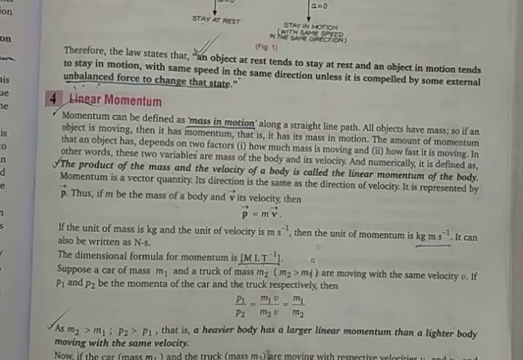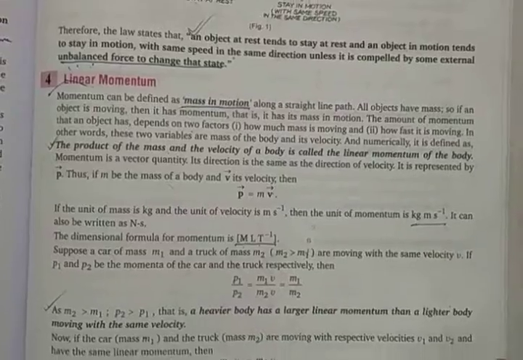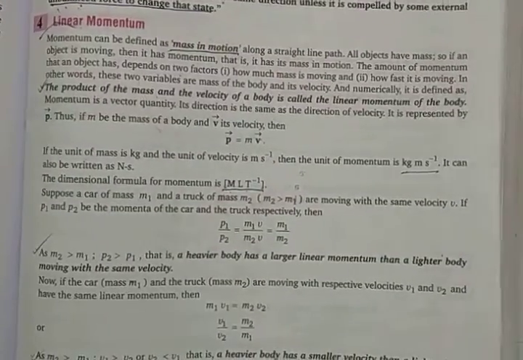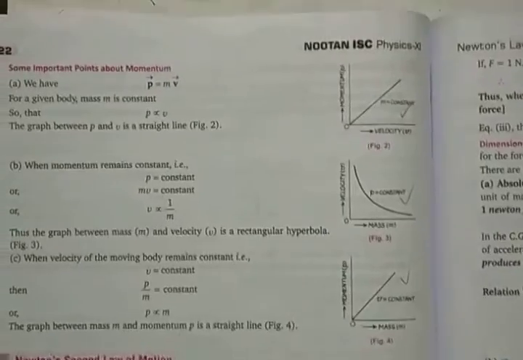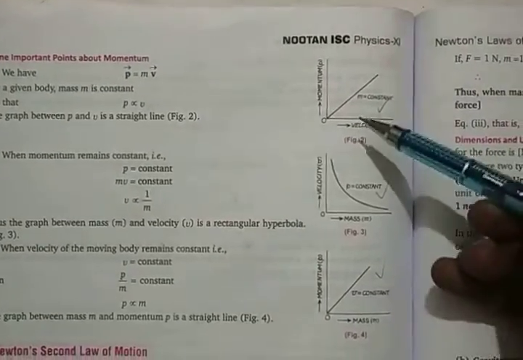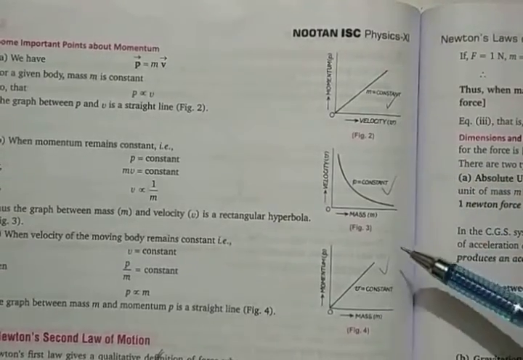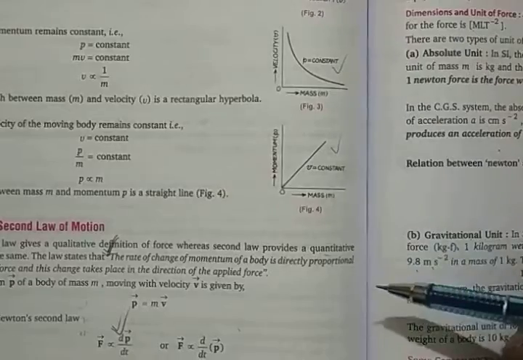Linear momentum, the momentum formula is already known. You just need to know the formula, and which is the heavier body, lighter body, which one has more momentum. A quick glance is needed, that's all. These are all dealt with in 9th standard itself. And then there are 3 graphs, dealing with momentum and velocity, mass and velocity, as well as mass and momentum. You can just take a look at it.